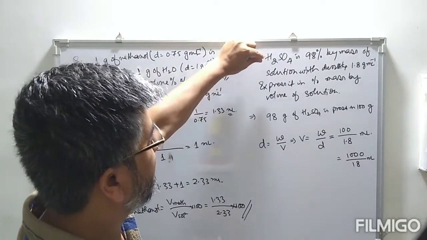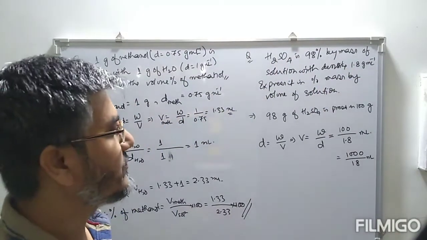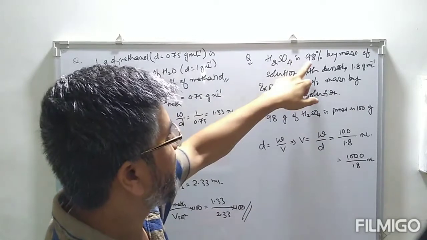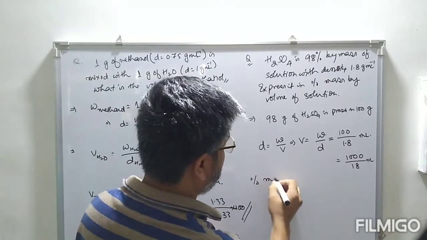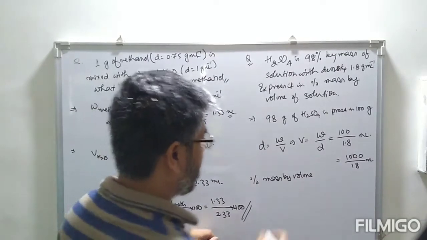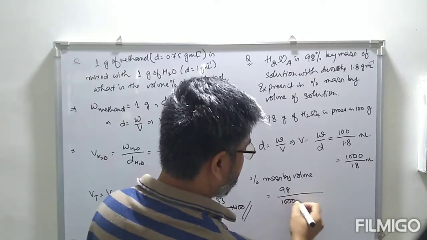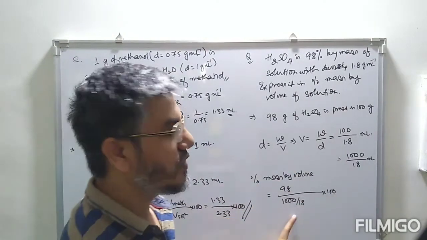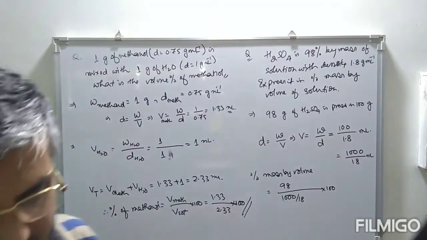Now we have mass of sulfuric acid, that is 98. So this is total volume. We have mass of sulfuric acid. So therefore, percentage mass by volume is equal to mass is 98, total volume is 1000 by 18, into 100. So this is mass by volume percent from mass by mass percentage.